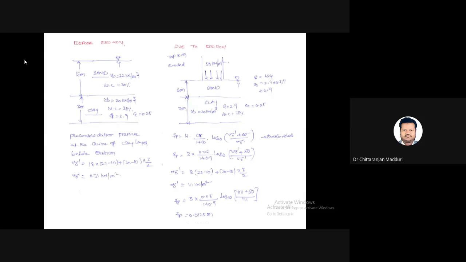In the second case, due to erosion, it is treated as over-consolidated soil. For over-consolidated soil, primary settlement equals H into C gamma divided by 1 plus e naught. Since it is over-consolidated soil, you should not take the CC value, the compression index. We should take the over consolidated compression index, C gamma by 1 plus e naught into log 10 of sigma naught dash plus delta sigma by sigma naught dash. Primary settlement equals H, the thickness of the clay layer.